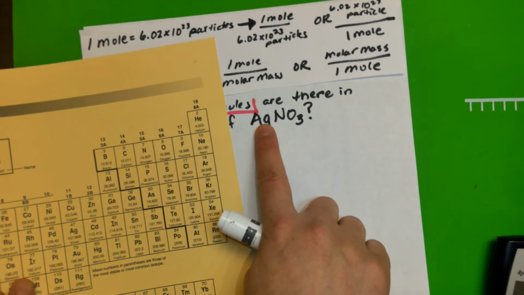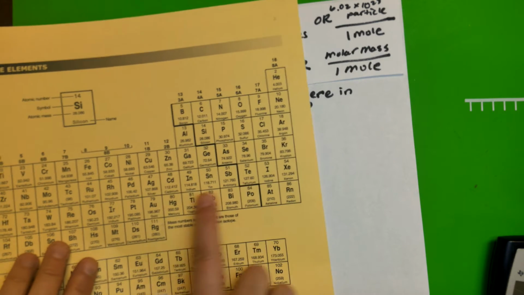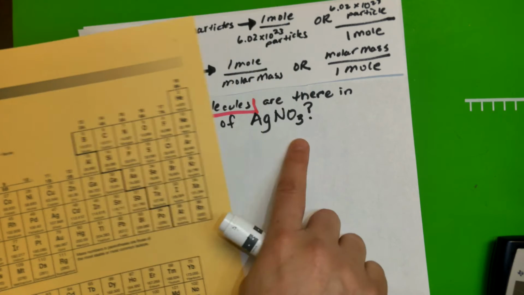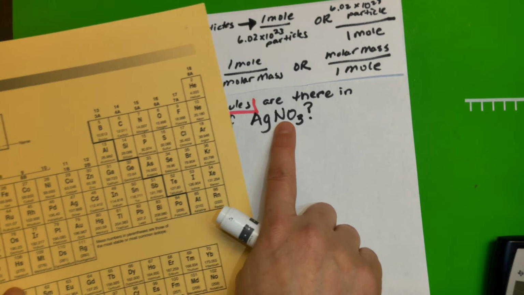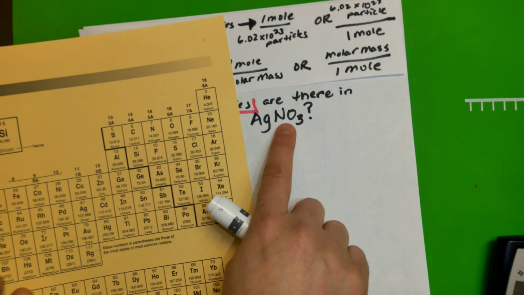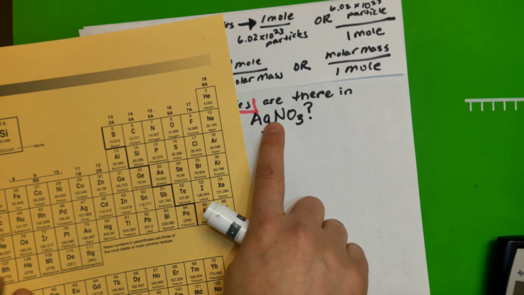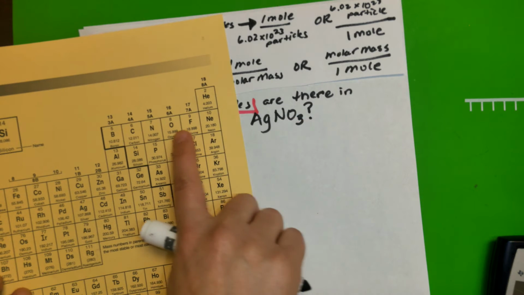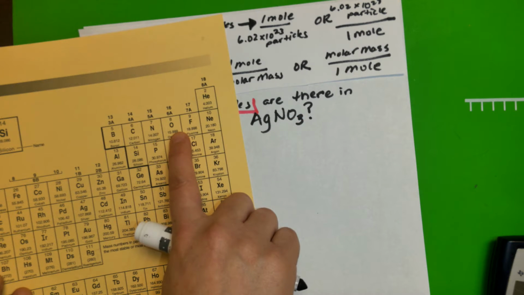So Ag is silver, right here. For each silver, it's that much. The good thing is there's just one. Nitrogen is just one. Now oxygen is three of these, so it's 3 times 15.9999.